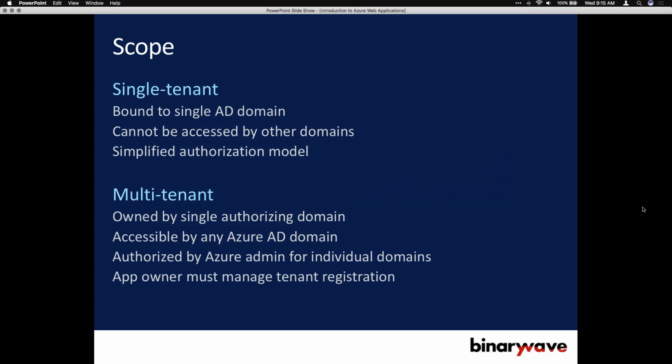Azure AD apps, as I've mentioned, have two scopes: single tenant and multi-tenant. A single tenant Azure AD app is bound to a single AD domain. These are internal apps, things you would develop for your organization, or if you're a consultant, things that you would develop as piecework for a client, or any type of bespoke application that you're building for a specific scenario. These are bound to a single Azure AD instance, and they can't be accessed by other domains.